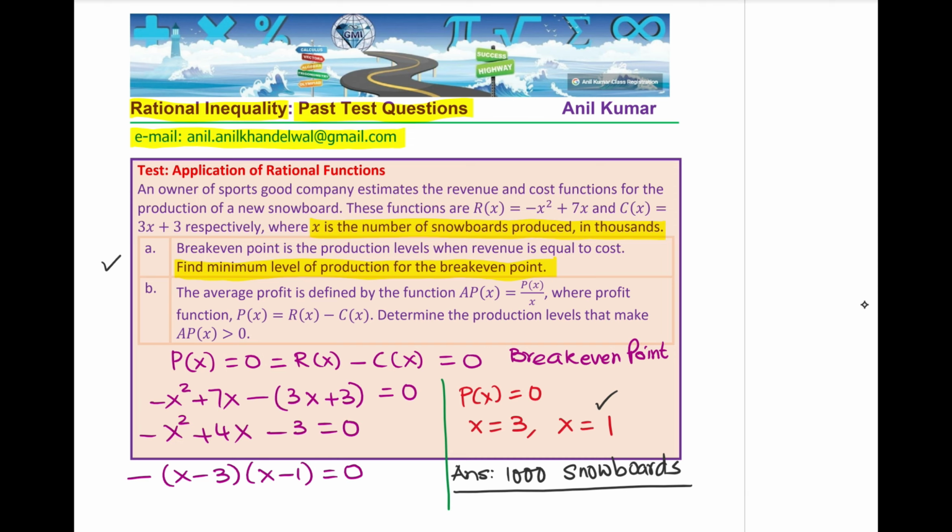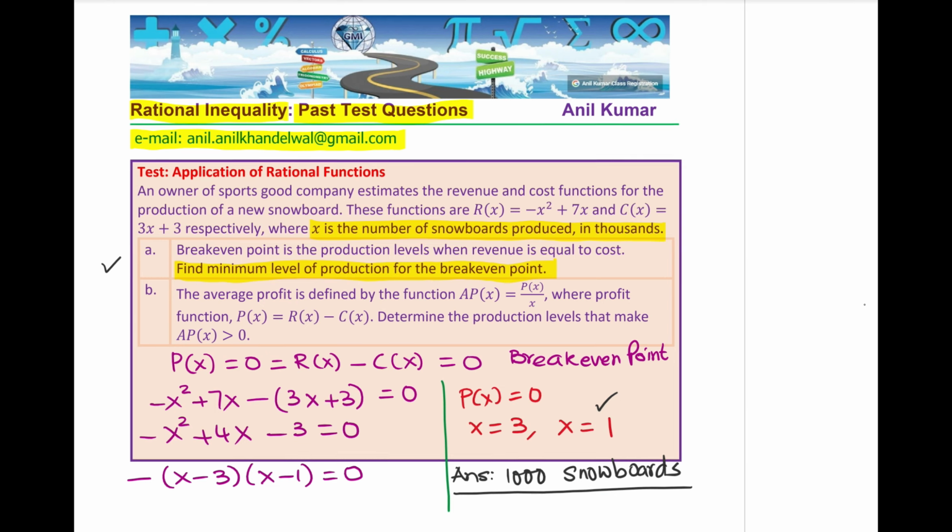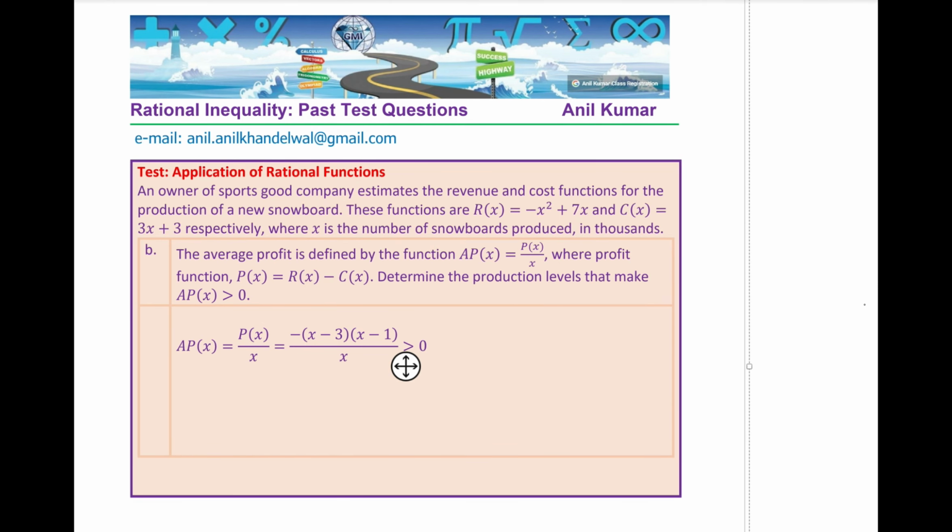Now let's look into part B of this particular question. In part B, we have the average profit defined as the profit over x. So we'll use this particular expression and we want that to be greater than 0, right? So let's look into the average profit. We already have this expression, which is minus x minus 3 times x minus 1 over x, and we want that to be greater than 0, correct? So that is the inequality which we need to solve.